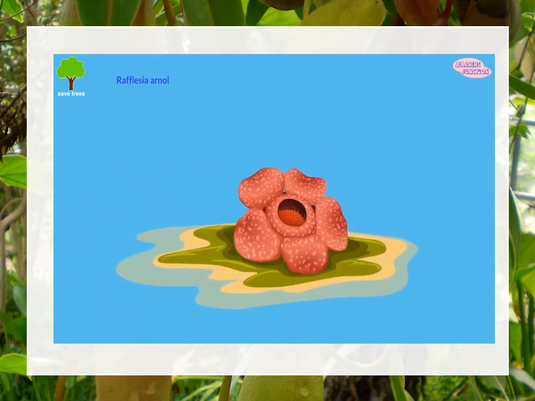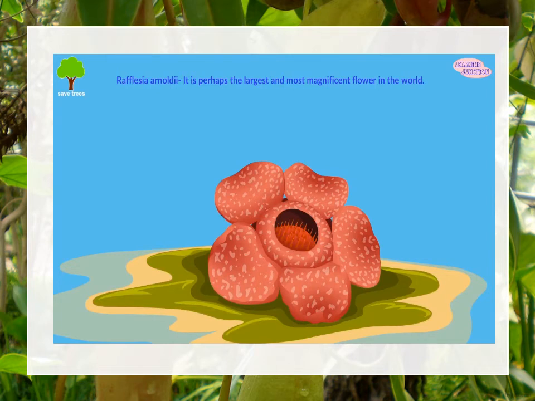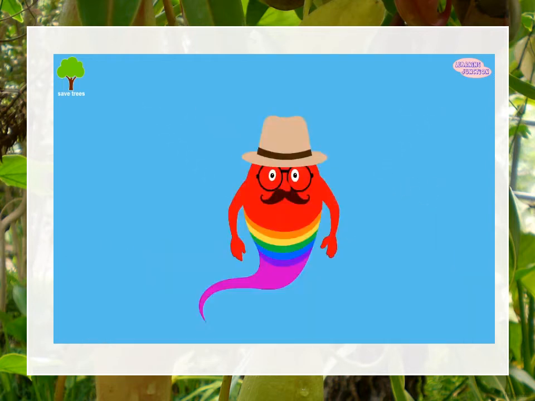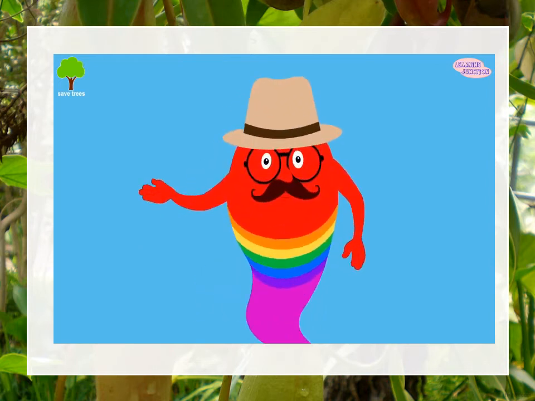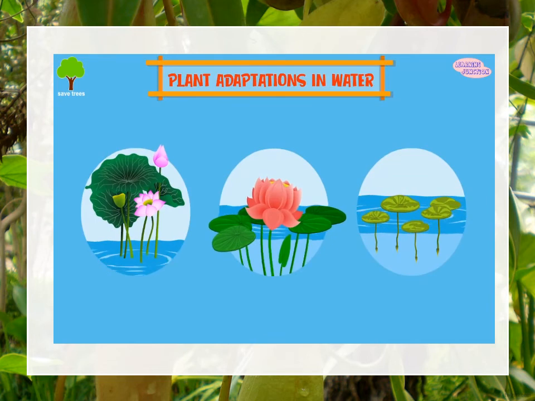Here's the lovely Rafflesia, one of the biggest and smelliest plants in the world. It wafts the smell of rotting carcasses while in bloom, all in hopes of alluring the insects to pollinate it. Let's see adaptations of plants in different regions. Plant adaptations in water.